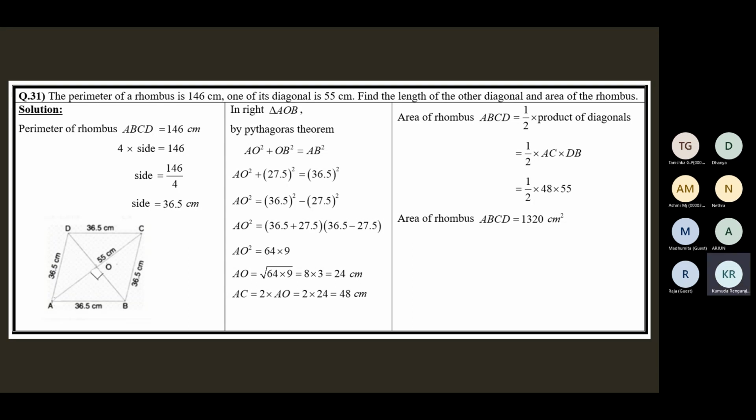Done this one, children? Who can explain this? 36.5 square minus 27.5 square. How does that become this? Ma'am, by the formula a square minus b square. Yeah, you can do it like this. Correct. A square minus b square is a plus b into a minus b.